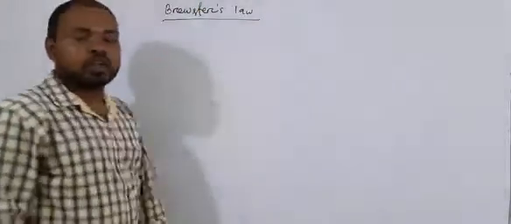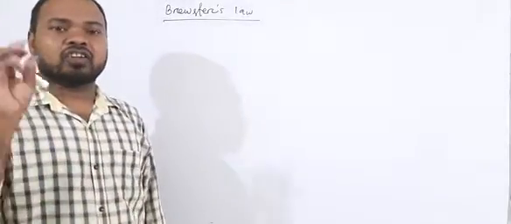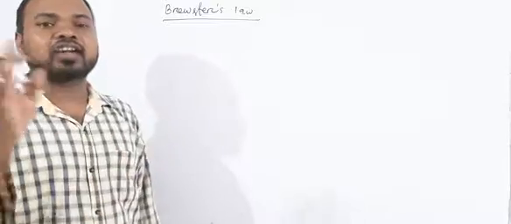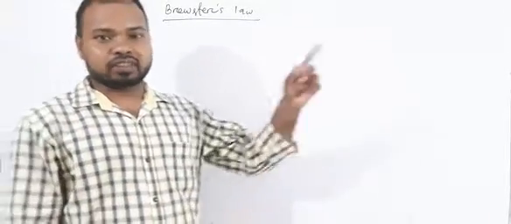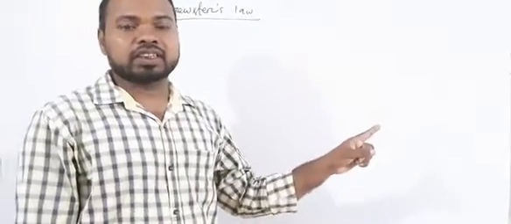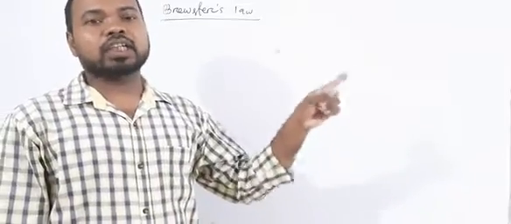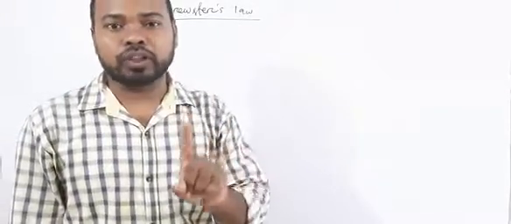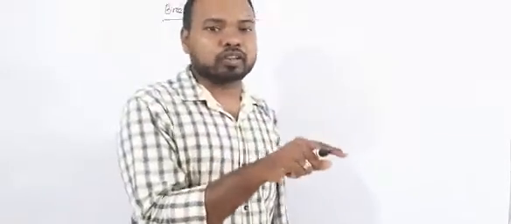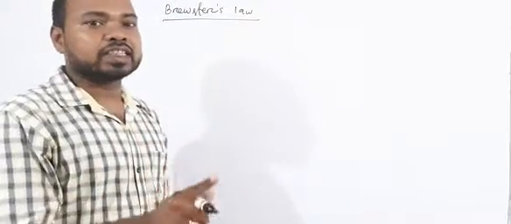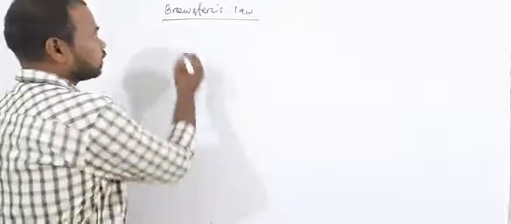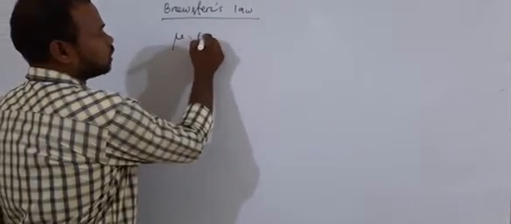Now, when an unpolarized light is incident at the interface between a rarer and denser medium, then some part of light is reflected, some part of light is refracted. If the reflected light is completely polarized and the refracted light is partially polarized, then the angle of incidence is called the polarizing angle. In such a case, the reflected ray and refracted ray are perpendicular to each other, such that the refractive index of the denser medium with respect to the rarer medium is equal to the tangent of the polarizing angle. That is, mu is equal to tan iP.